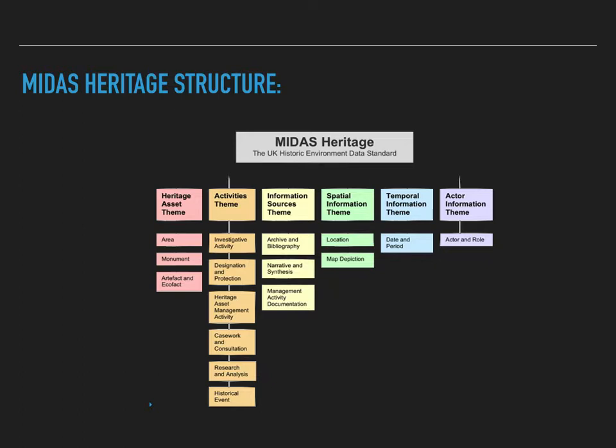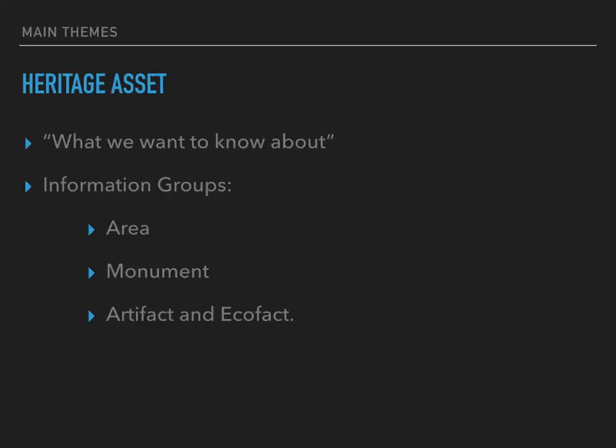So, first, let's talk about the main themes. The first theme is, unsurprisingly, the heritage asset. It's what we want to know about. I put that in quotes because the MIDAS Heritage Manual puts it in quotes too. I don't know. The heritage asset is the thing we're creating the record about. The object, the archaeological site, the shipwreck, cool, etc. Within the heritage asset theme, the information groups we find are area, monument, and artifact and ecofact.